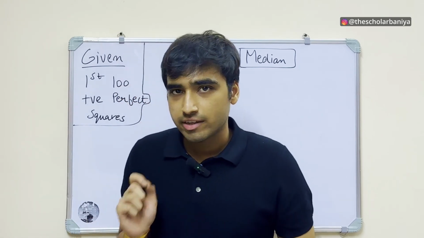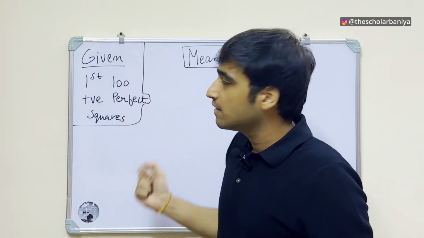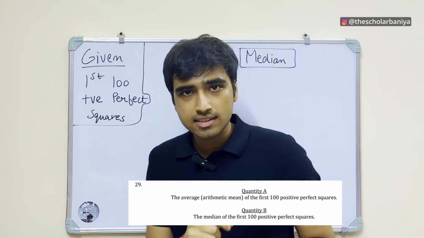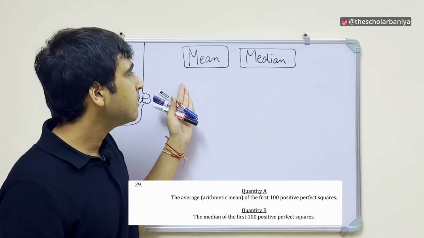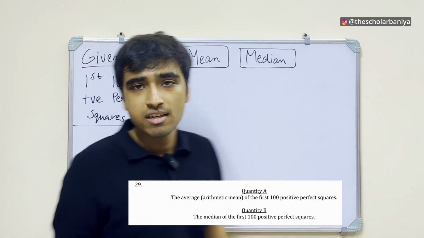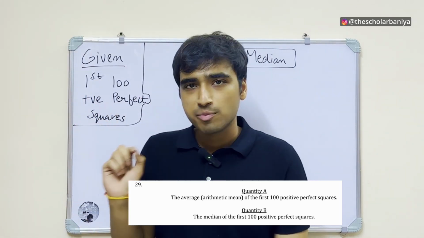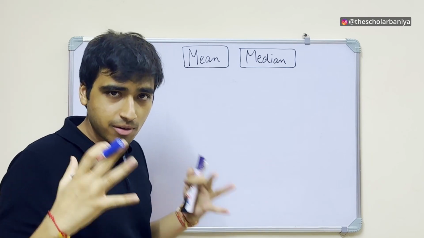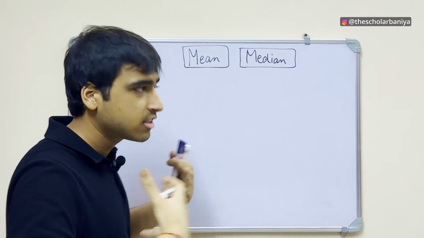So let's move on to the next question, guys. In this question, we are given the data set, which is the first 100 positive perfect squares. And we have to compare the mean of the first 100 positive perfect squares and the median of the first 100 positive perfect squares, right? So what is the first positive 100 perfect square?